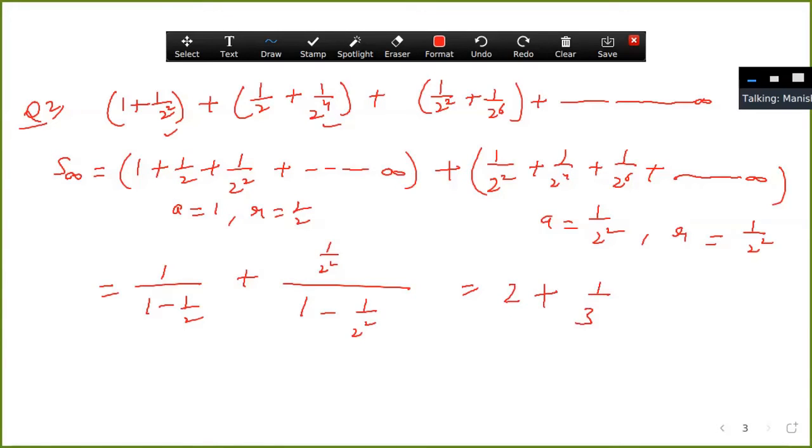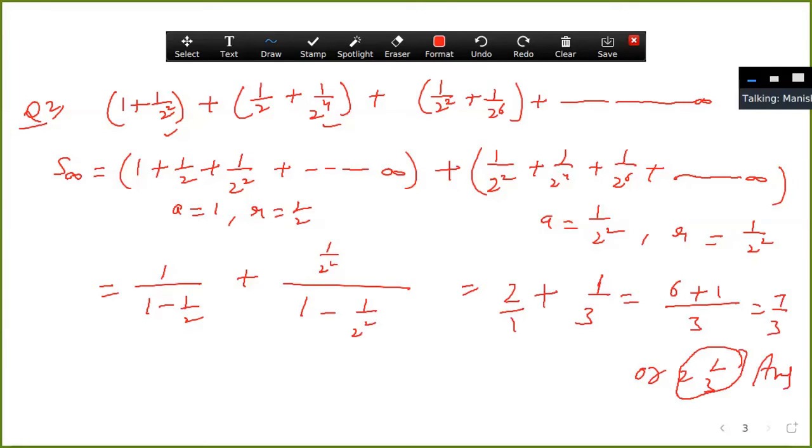You can write it like this, or you can take LCM. 3 is the LCM. 6 plus 1, 7 upon 3, or you can say 2 and 1 by 3. This is the answer. Okay. Now how to apply? Let's do a few more questions.